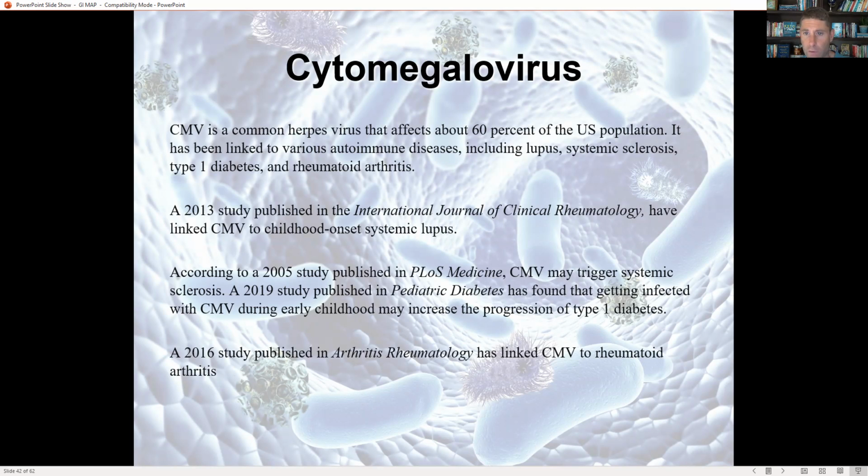CMV is a common herpes virus, affects 60% of the US population, linked with many different autoimmune diseases, including lupus, systemic sclerosis, type 1 diabetes, rheumatoid arthritis. So a 2013 study published in the International Journal of Clinical Rheumatology linked CMV to childhood onset systemic lupus. A 2005 study published in PLOS Medicine said that CMV may trigger systemic sclerosis. A 2019 study published in Pediatric Diabetes found that getting infected with CMV during early childhood may increase the progression of type 1 diabetes. And a 2016 study linked it to rheumatoid arthritis.